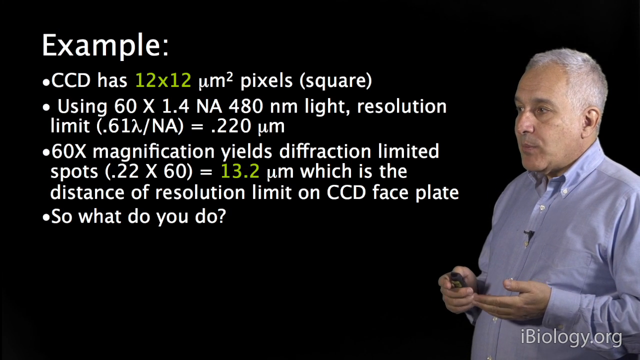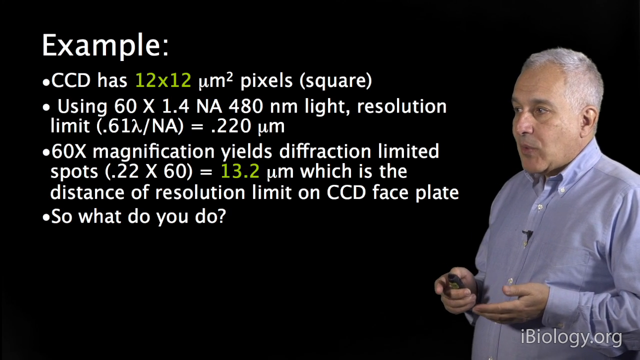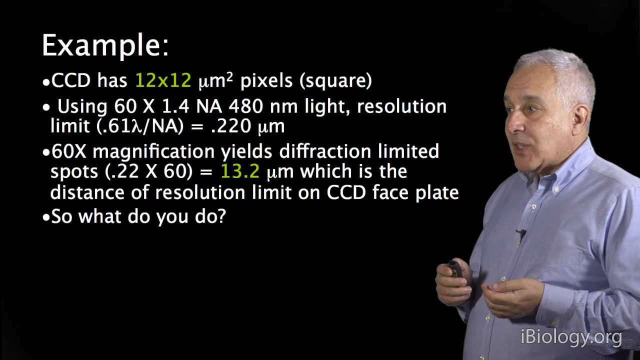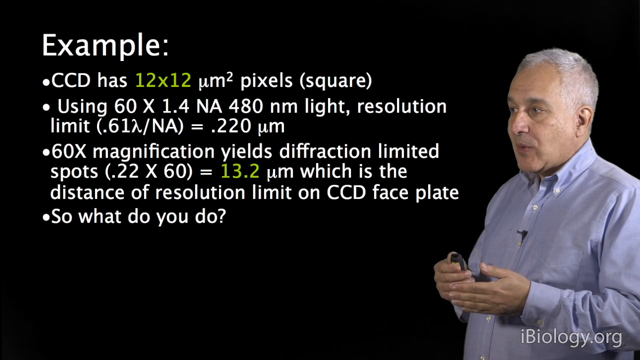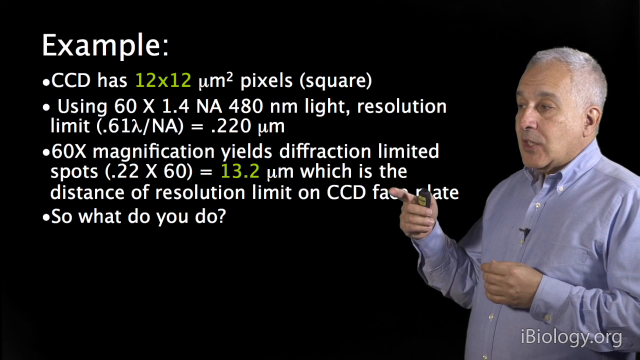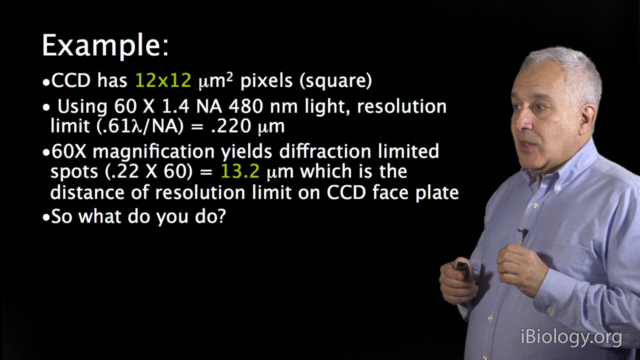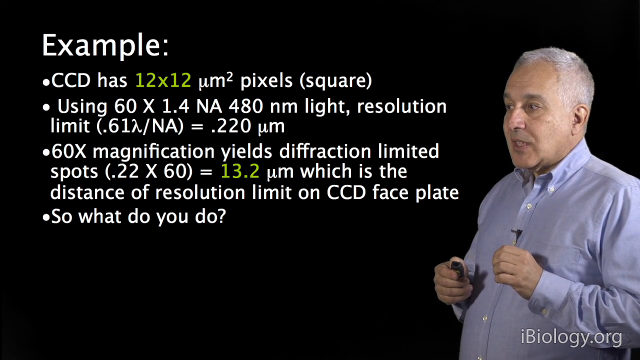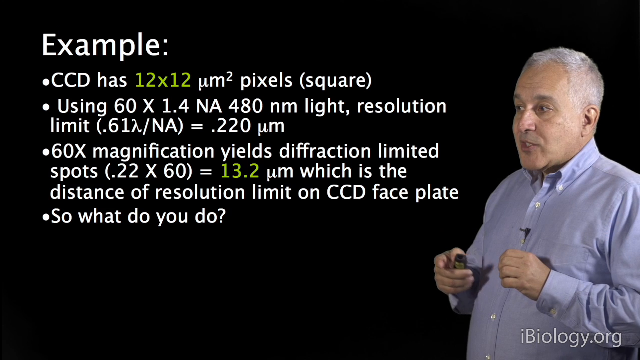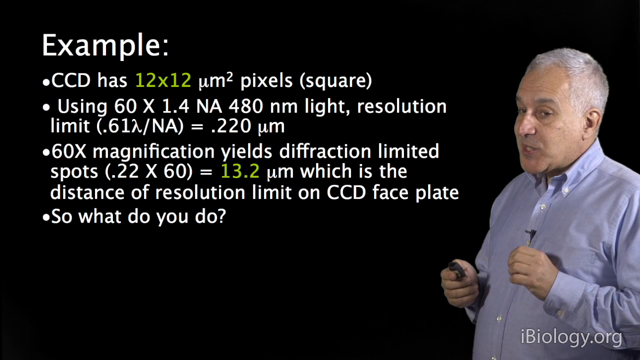So for example, if you're using a 1.4 numerical aperture lens at 480 nanometers, the resolution limit, 0.61 lambda over NA, is 0.22 microns. The 60x magnification is going to blow that 0.22 microns up into a bigger object. That is, it's going to go 0.22 times 60. So now your diffraction limited size is 13.2 microns, which is the distance of the resolution image on the faceplate. Your pixels on your faceplate are 12 microns apart. So this is matching very well the resolution limit, but that's not enough to see the finest details.